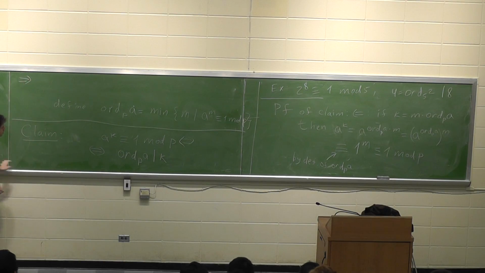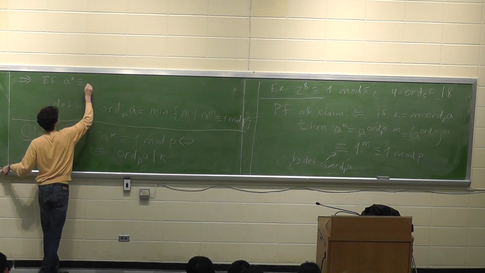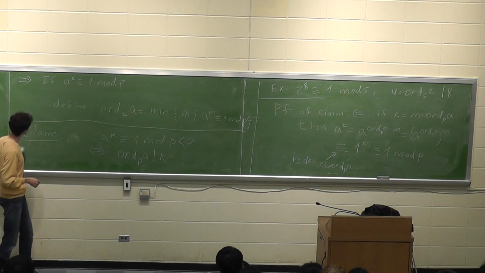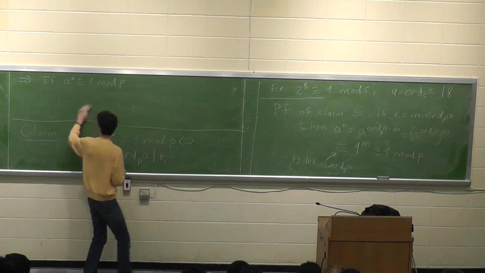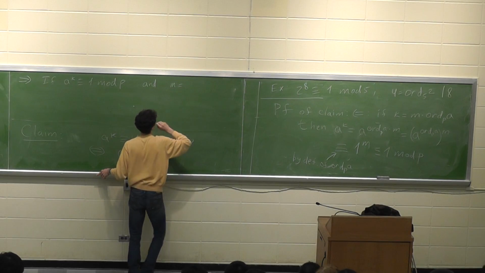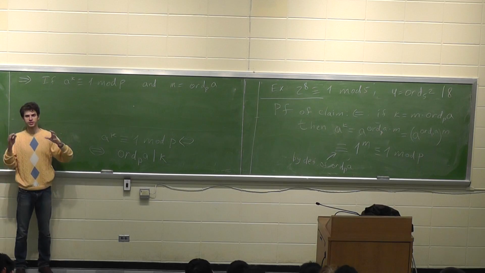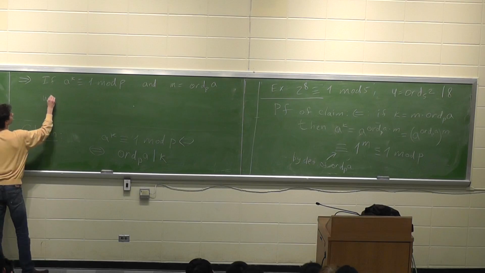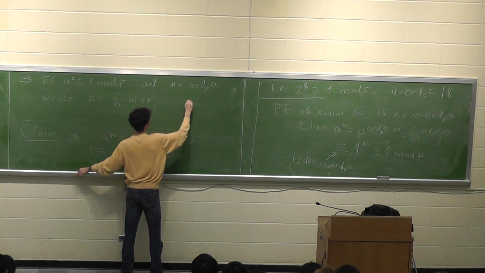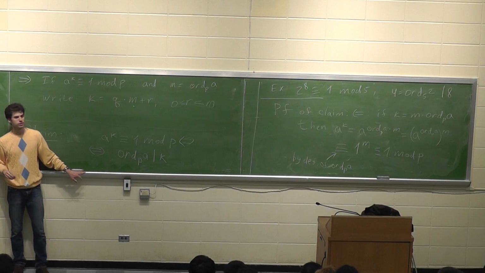In the other direction, if you know that a to the power k is congruent to 1 modulo p, then you want to show that k is divisible by this number, the order. Say m is the order of a modulo p. Well, I want to show that k is divisible by m. Let me write k as a multiple of m plus perhaps some remainder: k equals q times m plus some remainder r, with r from 0 to m.